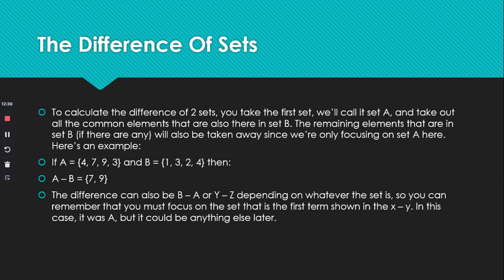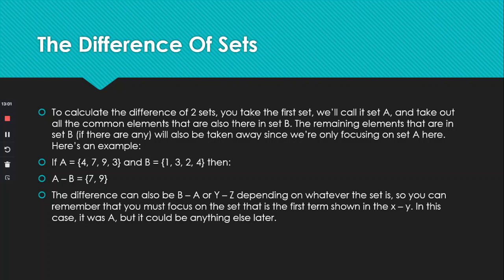Basically, the thing is, 4 and 3, the intersection, we take that away. You can call it intersection, whatever you want, but I'll just call it common elements to take away the confusion, if there is any. So you take away the 4 and the 3 from both sets. And then you also take away the 1 and the 2 because we're focusing on A here. The A set is first, and then the 1 and the 2 will go away. So you just have A minus B is equal to {7, 9}.